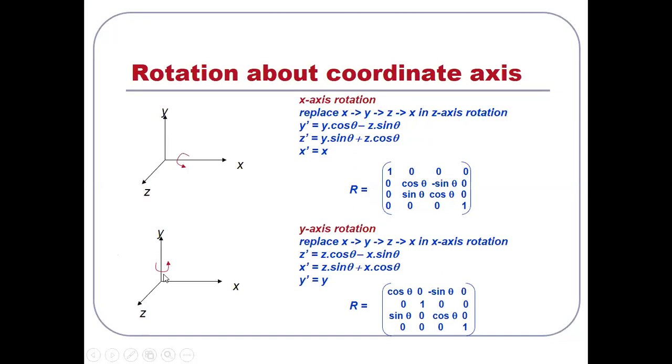And if you want to rotate the object with respect to the y-axis, take the x-axis formula. Why? Because y comes after x. So take the x-axis formula, and replace y with z, z with x, and you will get the y-axis rotation. So this is the y-axis rotation matrix. Now this is one type.